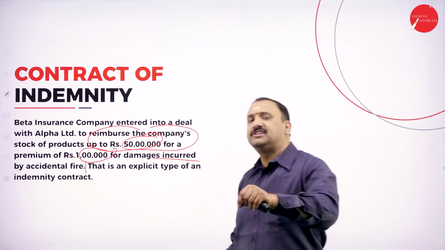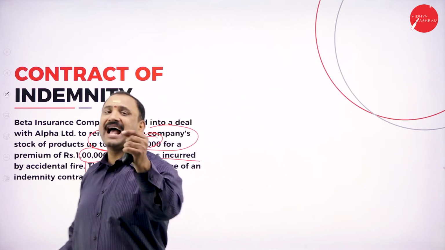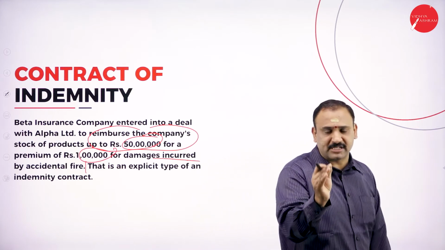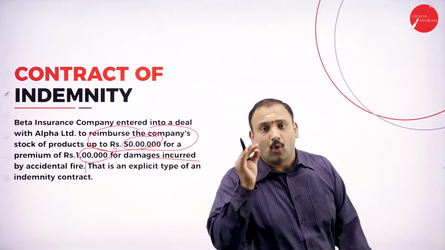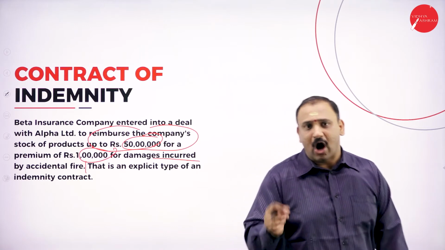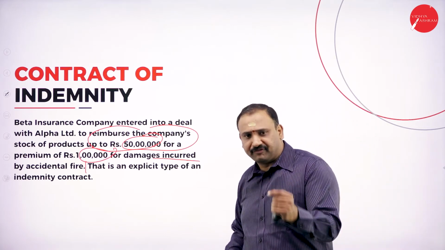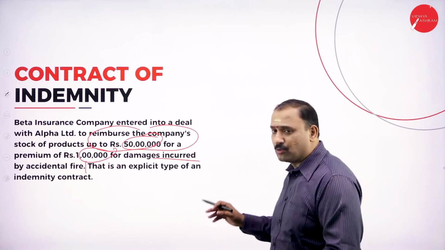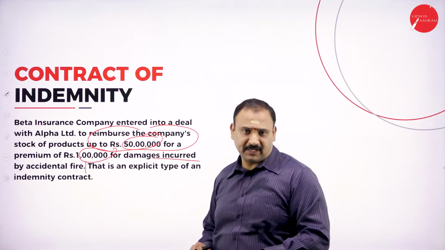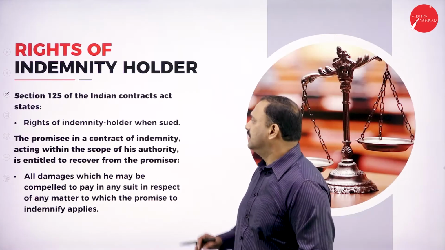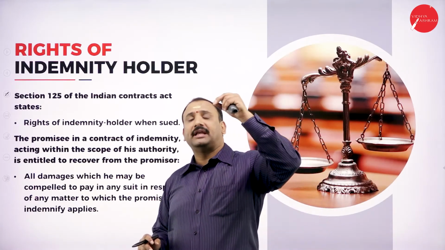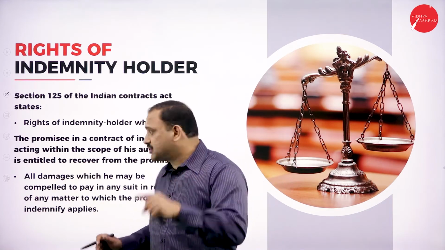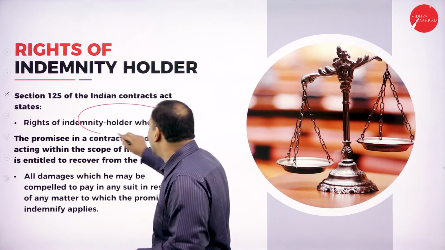When are you going to get this reimbursement? Only in the case of an accidental fire happening. This is an explicit contract because the terms are being told very clearly. Only when there is a fire breakout, or something happens because of the fire accident, then you're going to get compensation worth 50 lakh rupees, for which the company is paying a premium of 1 lakh rupees. Now, the next thing, Section 125 of the Indian Contract Act states the rights of the indemnity holder when sued.